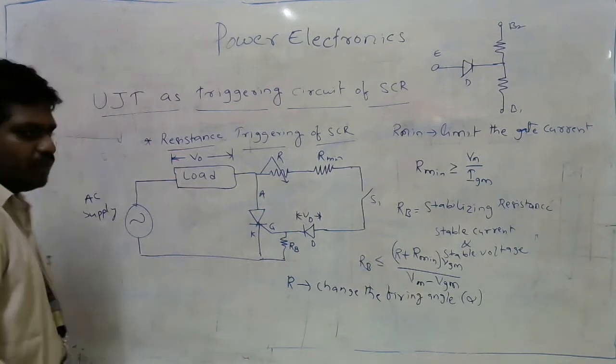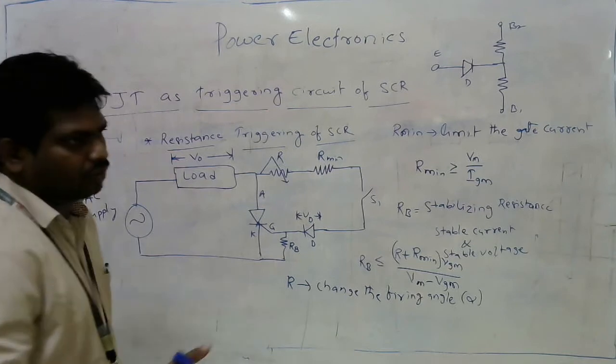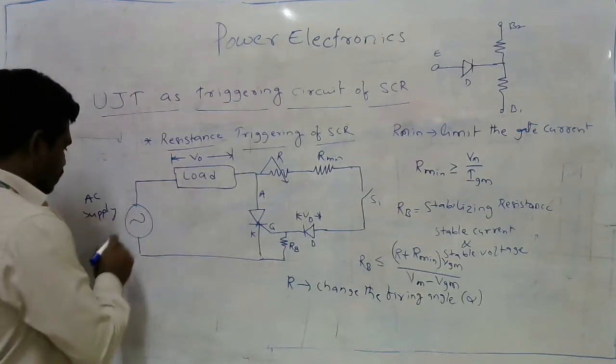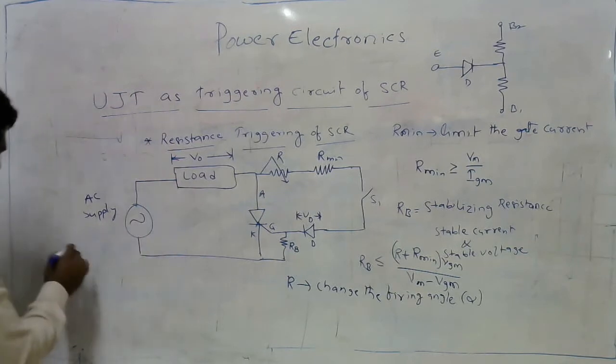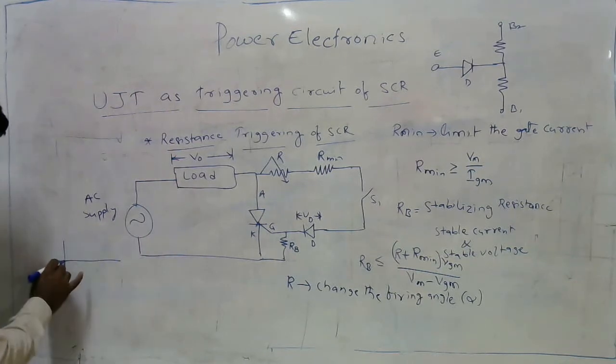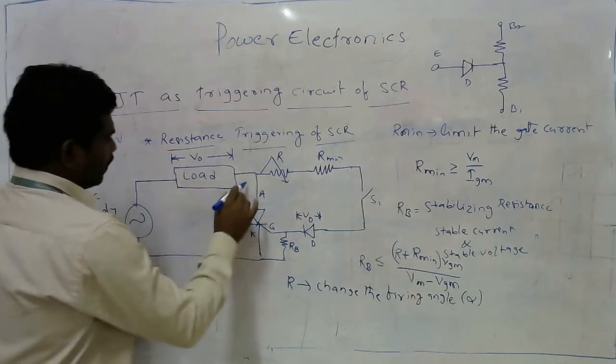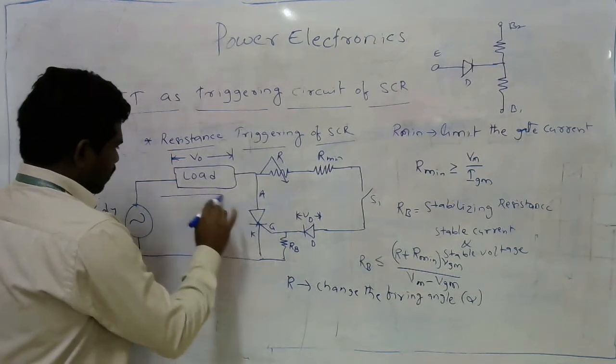Then the operation: how are we going to give the signal to the gate terminal of the SCR? Look at this. As we know, this is an AC supply, which means it has alternating quantities. Whenever the positive half cycle is applied, current is coming like this and going like this.